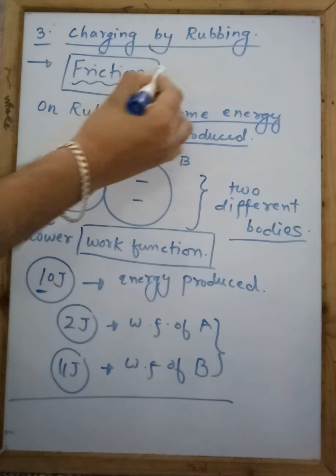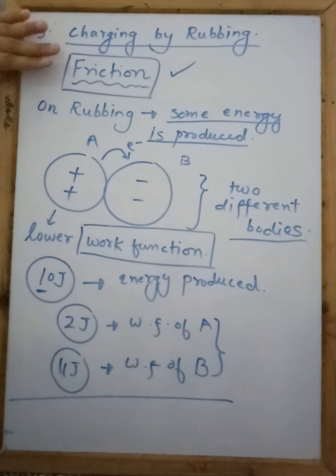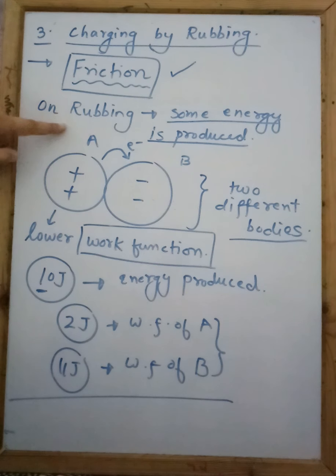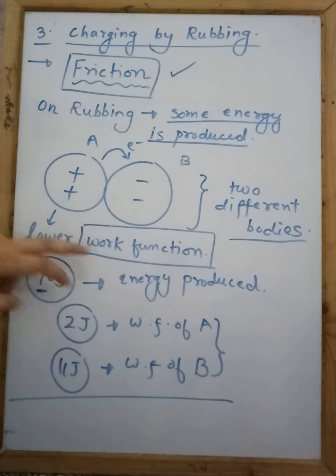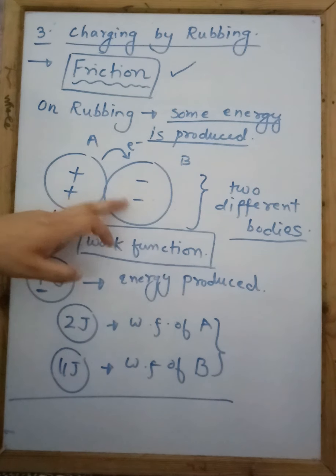bodies, friction is responsible. Friction अगर नहीं होगी तो चार्जिंग नहीं कर सकते हो आप। So when you are rubbing two bodies, because of the friction, energy is produced. That energy should be more than work function of one of the two bodies.